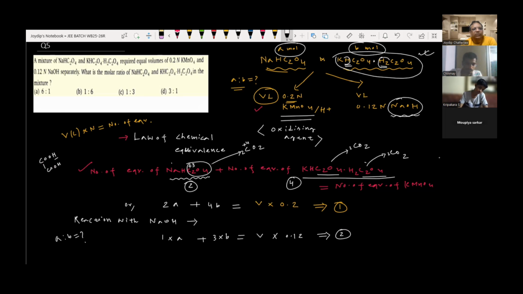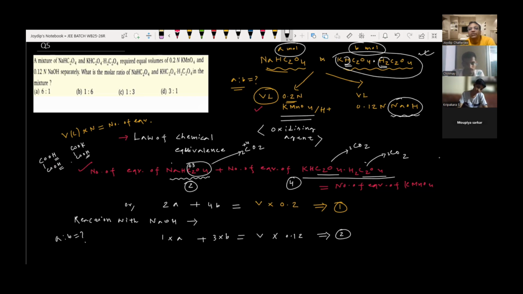Oxalic acid is like this. How many acidic hydrogens? 2. And this is potassium hydrogen oxalate, this type of compound. Both are combined here. This is an addition compound. So how many acidic hydrogens are there? Total 3 acidic hydrogens are there. So here the N factor is 3.